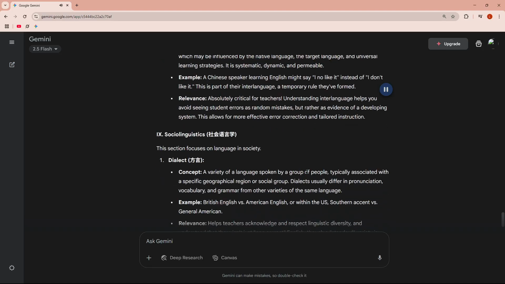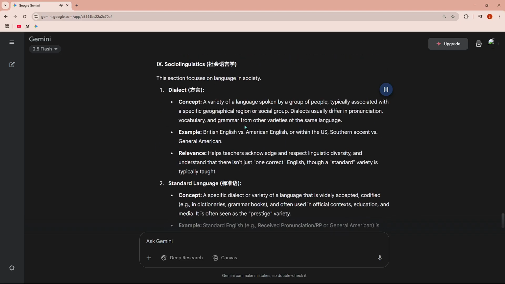X. Sociolinguistics. This section focuses on language and society. 1. Dialect. Concept. A variety of a language spoken by a group of people, typically associated with a specific geographical region or social group. Dialects usually differ in pronunciation, vocabulary, and grammar from other varieties of the same language.